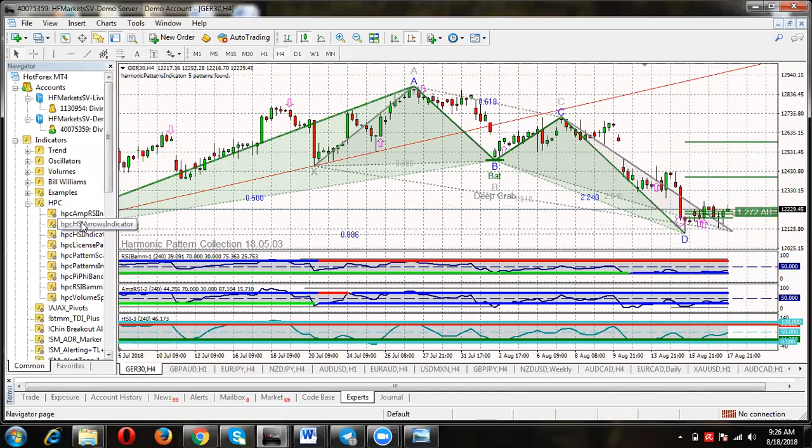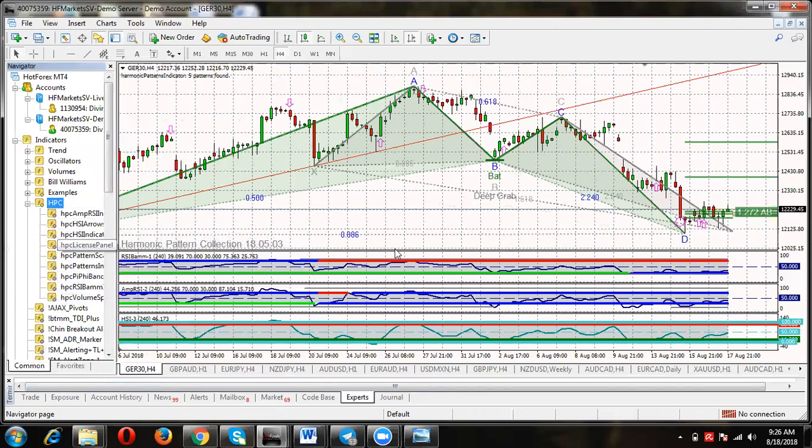Okay, so now once you install it, you check. This is the HPC folder. This is where you're going to have it, under indicators. You're going to see the HPC folder. Now you have all these amplified indicators, arrows, and all the HSI and so on. All this will be explained. We're going to have a proper video to explain how all of this works.